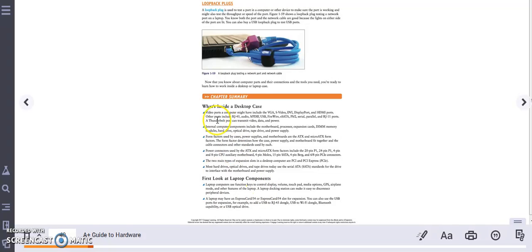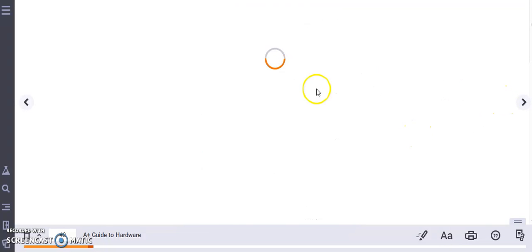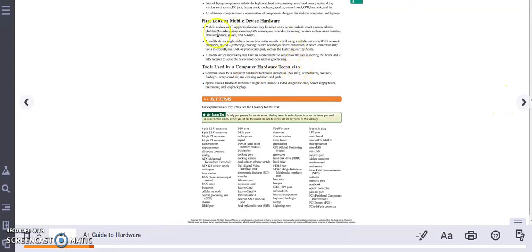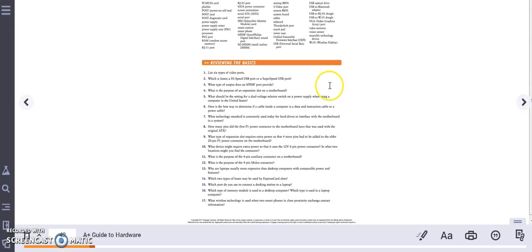You'd want to go through this, like what's inside a desktop case. First look at the laptop components. First look at mobile device hardware. And then tools used by a computer hardware technician. Here are some key terms. You definitely want to study this. And if you're going to get certified, you've really got to know this stuff backwards and forwards.